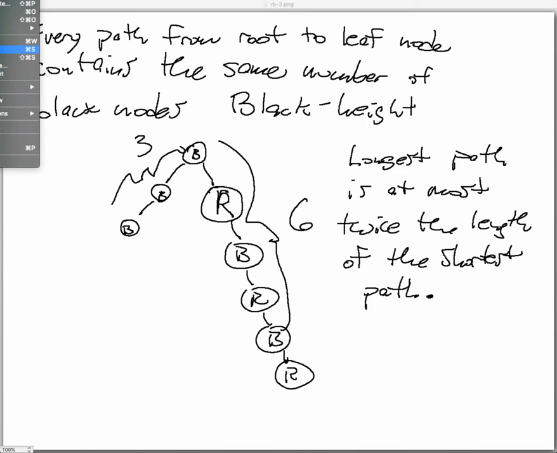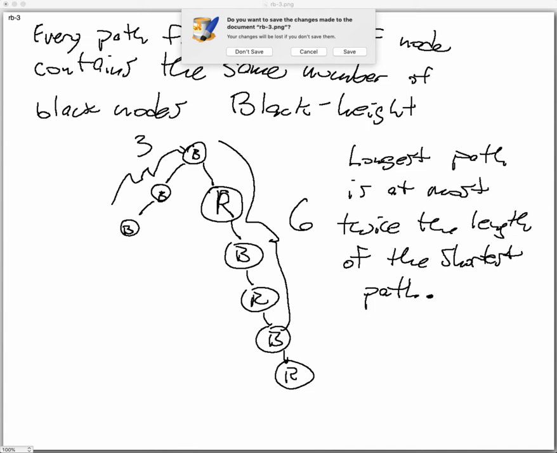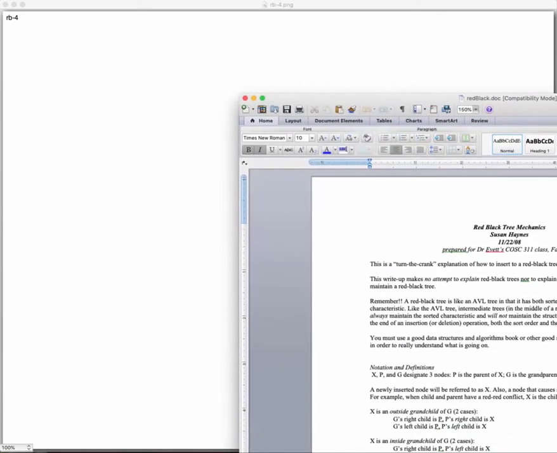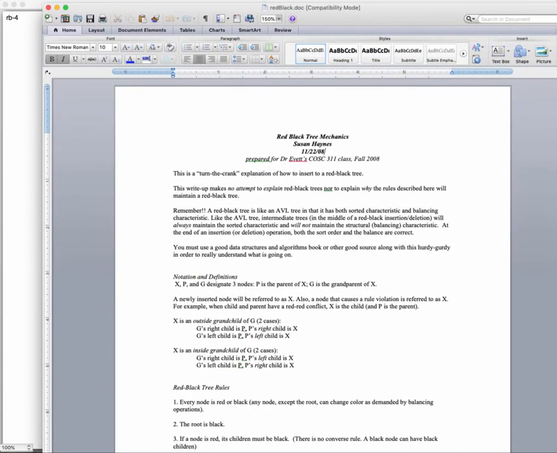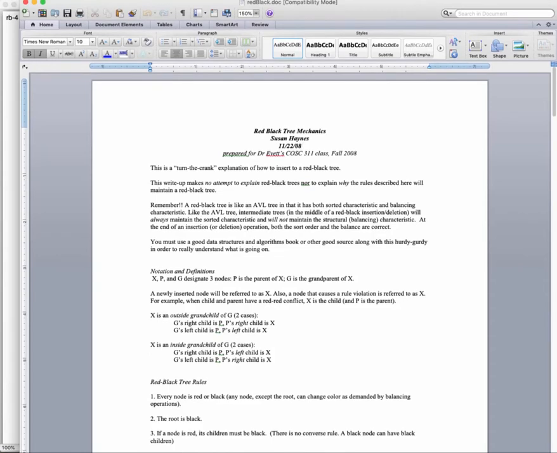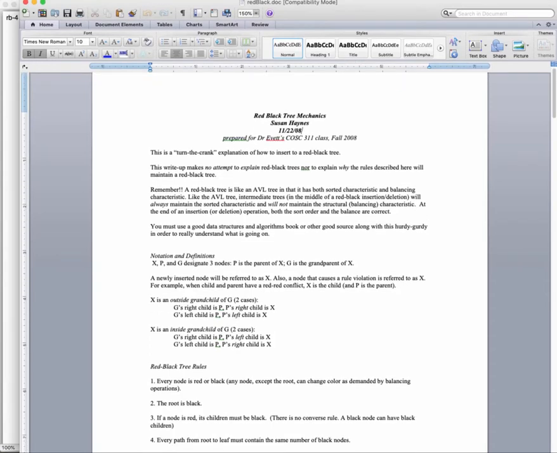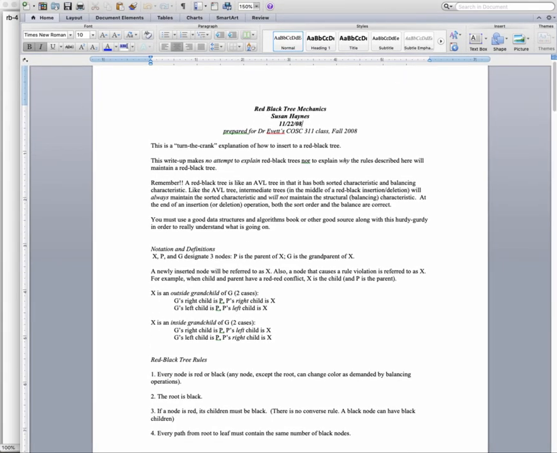So now let's talk a little bit about how we maintain these things, or how do we insert things in these trees. And for this exercise, we are only going to be talking about insertions. We're not even going to consider deletions here.